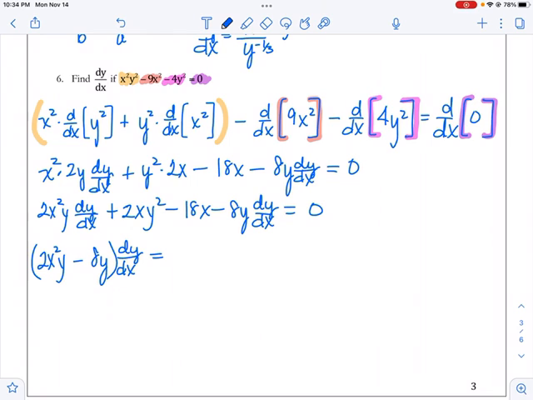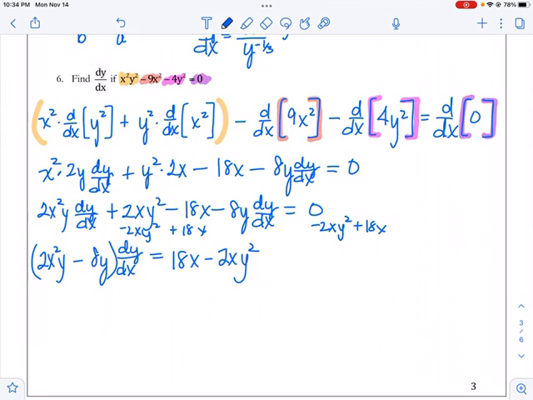And then we're going to take every other term that doesn't have a dy/dx in it. There are two of them. We're going to take them to the other side. So if I add 18x, and I'm going to subtract 2xy squared from both sides, okay? So that's going to give me 18x minus 2xy squared. Remember, you're doing this to both sides of the equation.